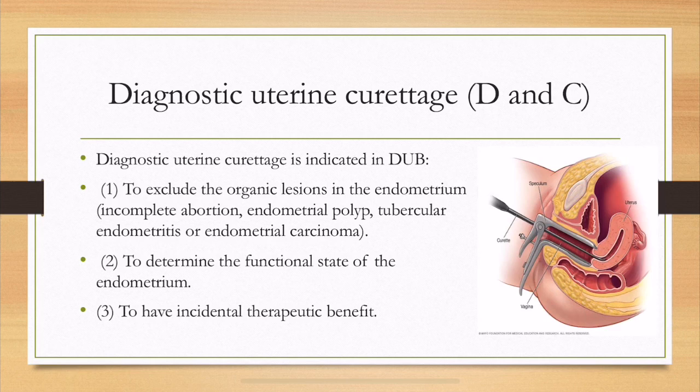Second, to determine the functional state of the endometrium. What is the functional state? How is the functional state of the endometrium? Third, to have an incidental therapeutic benefit. By doing D and C, if you find any pelvic abnormality or organic lesion, it can be an incidental therapeutic benefit. They were not expecting a fibroid, but if the D and C was done and incidentally you found a fibroid and treated it, then it is an incidental therapeutic benefit.